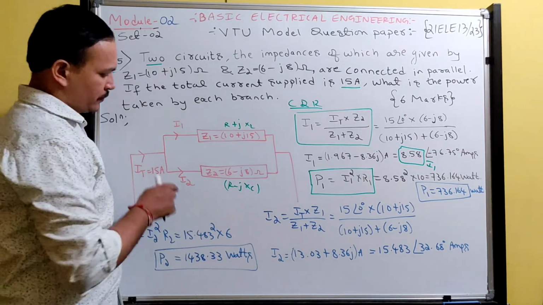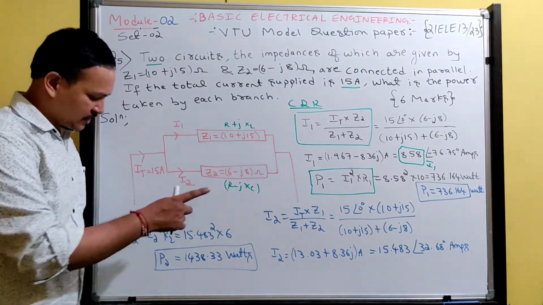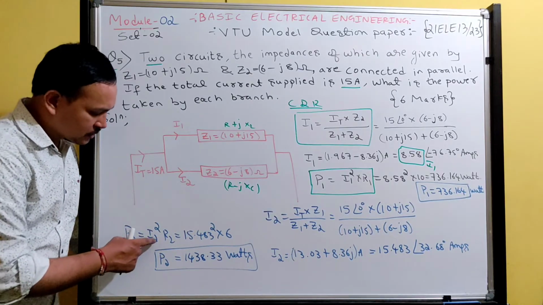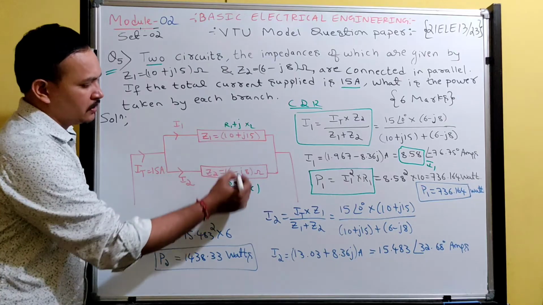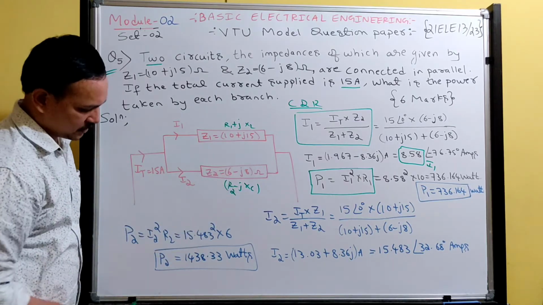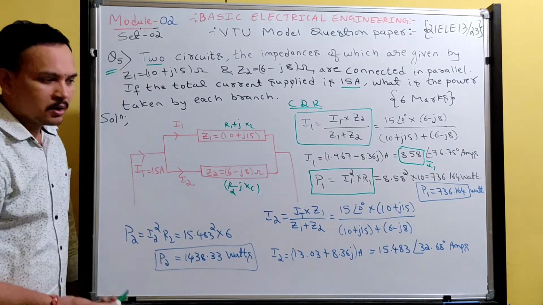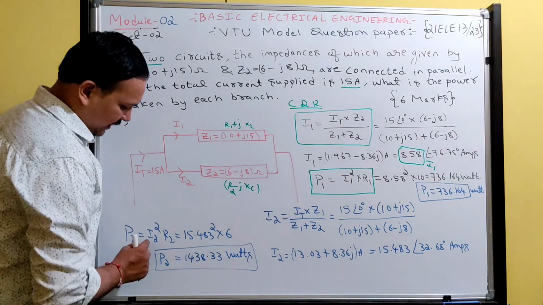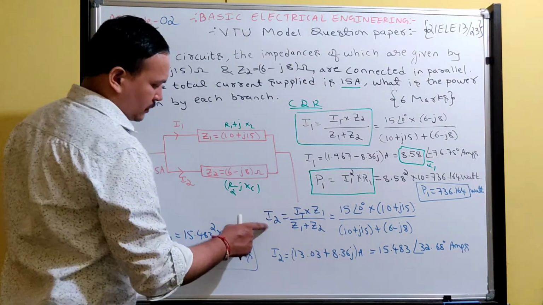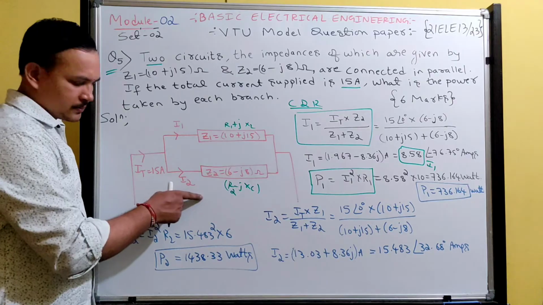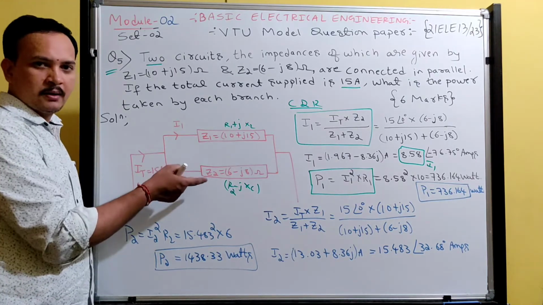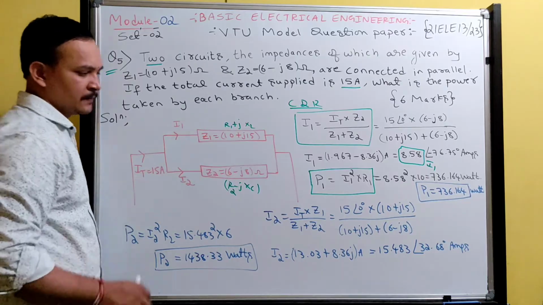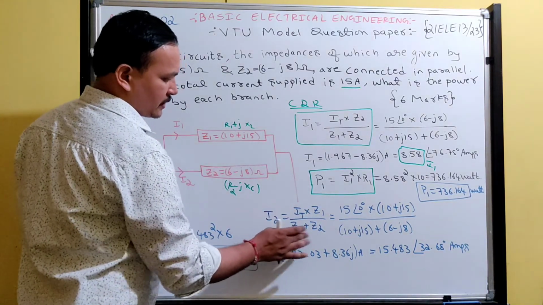Same concept. To find power in the second branch, it is I2 squared into the resistance of the other branch. This one I took as R1, this one I am going to take as R2. That's it, I2 squared into R2. So find the I2 current. If I want to find the current in this branch, it is the supply current into the other impedance, not resistance, impedance, divided by the sum of the impedances. So IT into Z1 divided by Z1 plus Z2.